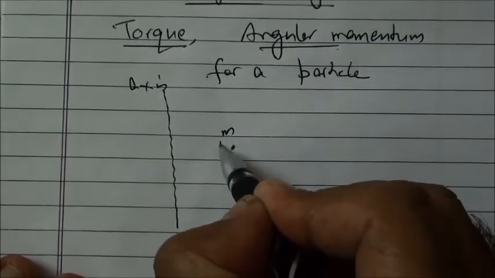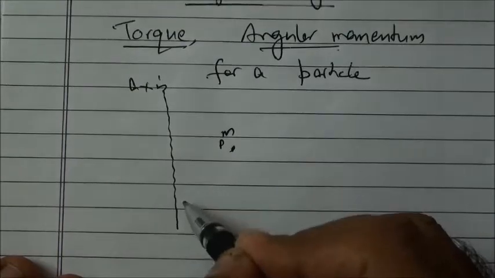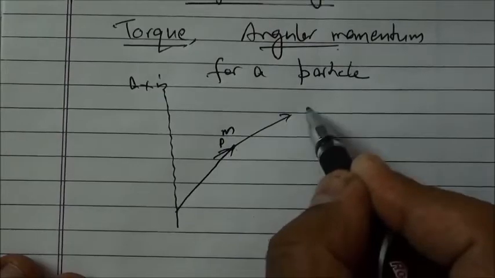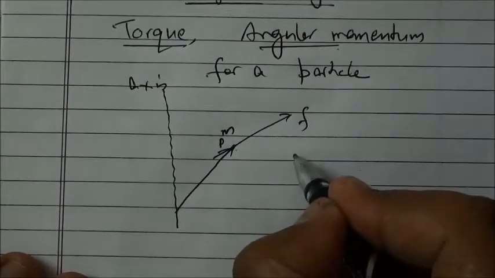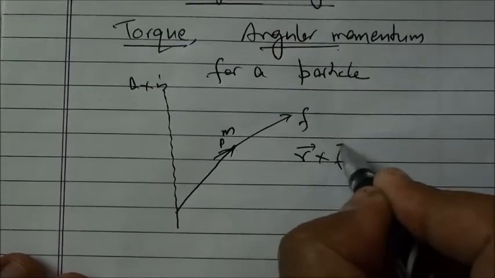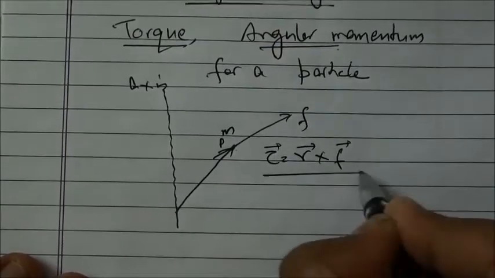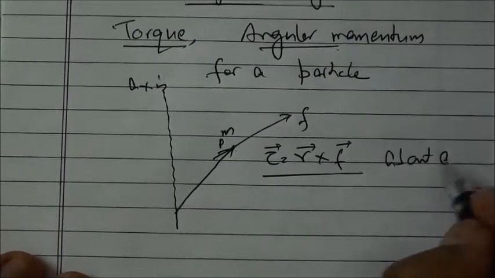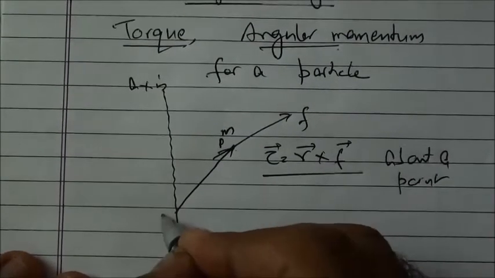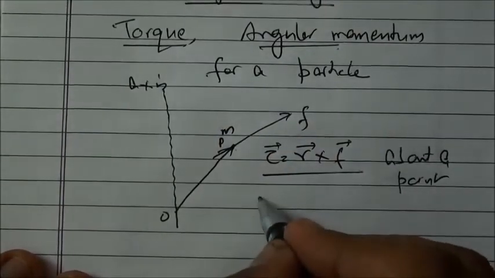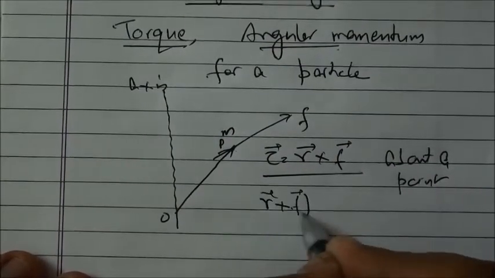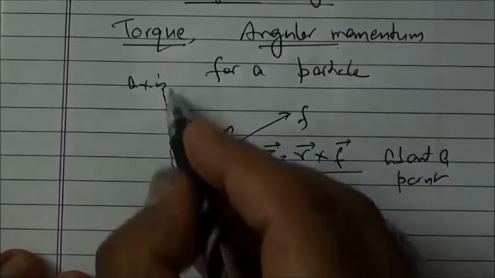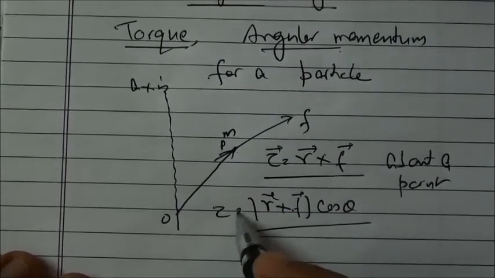Suppose there is a point, this is the axis of rotation. If I want to calculate the torque of any force, then it is defined as R cross F about a point, or we can say the origin. If I want it about this axis, then the component of R cross F along the axis, R cross F cos theta, that will give me the torque.